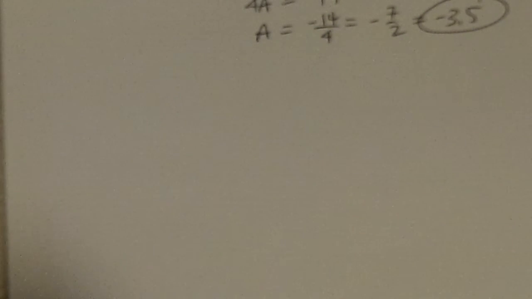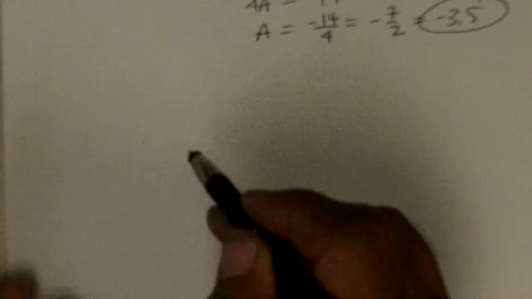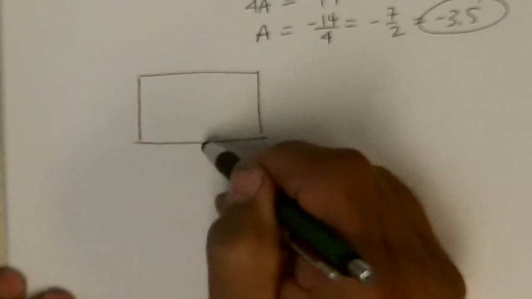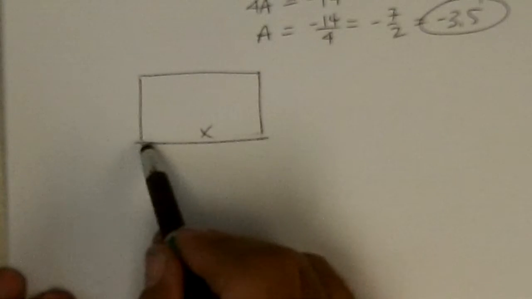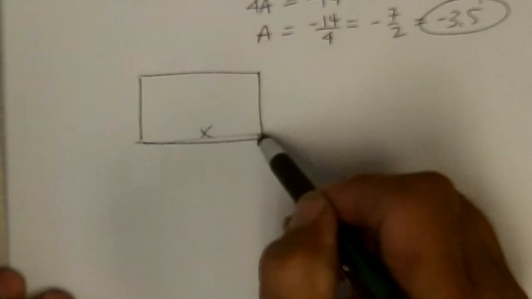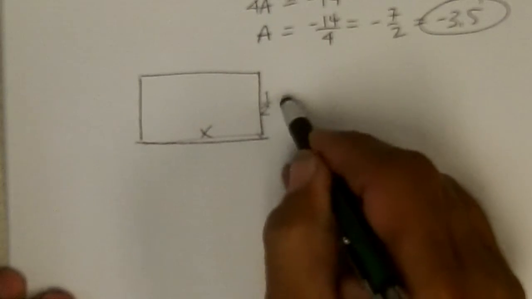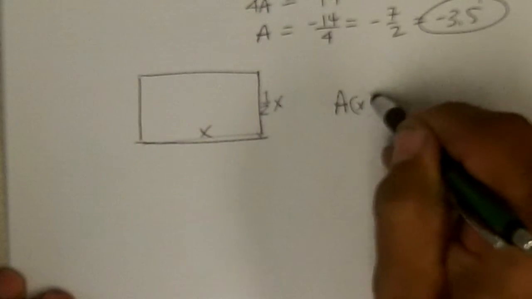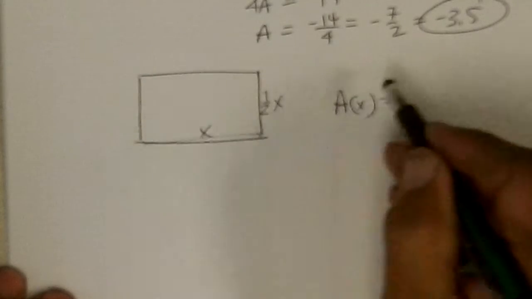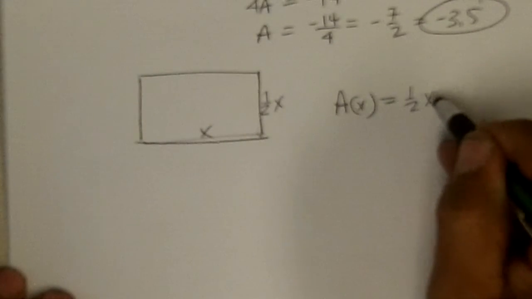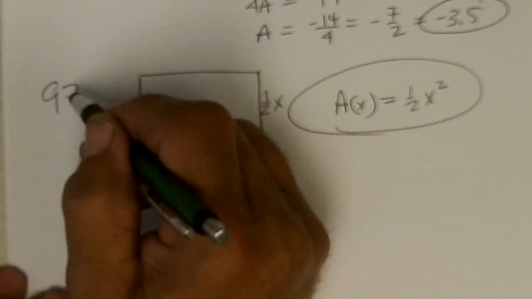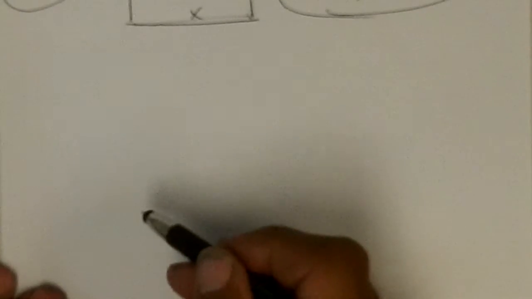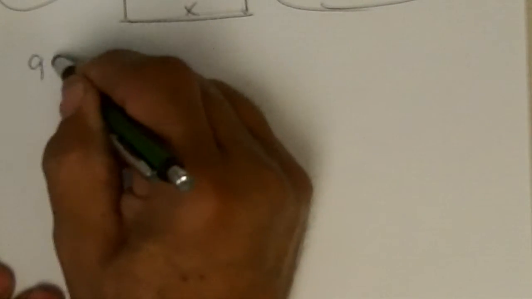And 97 says express the area of a rectangle as a function of its length x, where the length is twice the width. Well, if the length is x and it's twice as long as the width, then the width must be half an x, and the area as a function of x would be length times width, so that's half x times another x. That's 97.